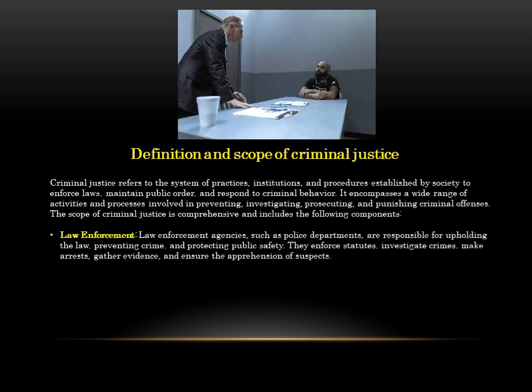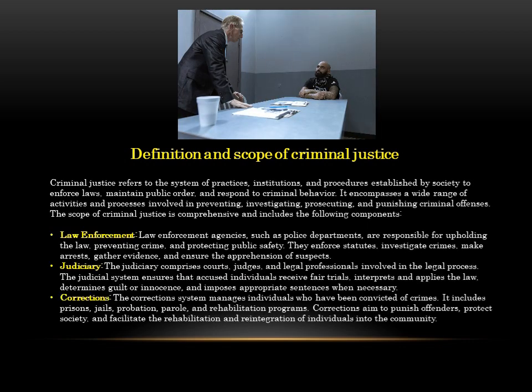Definition and scope of criminal justice. Criminal justice refers to the system of practices, institutions, and procedures established by society to enforce laws, maintain public order, and respond to criminal behavior. It encompasses a wide range of activities and processes involved in preventing, investigating, prosecuting, and punishing criminal offenses. The scope of criminal justice is comprehensive and includes the following components.